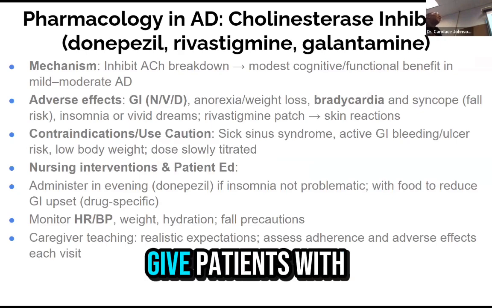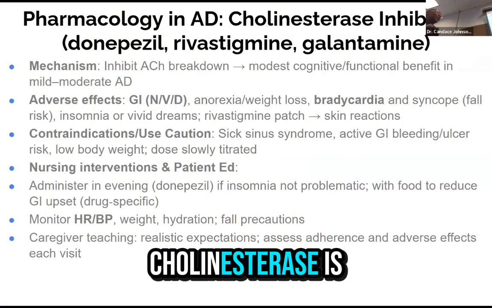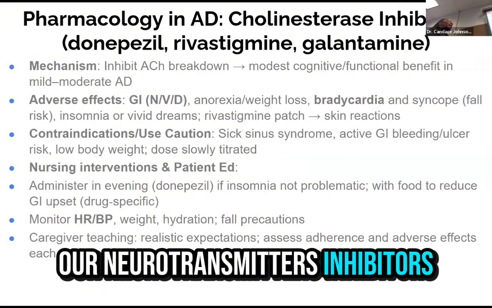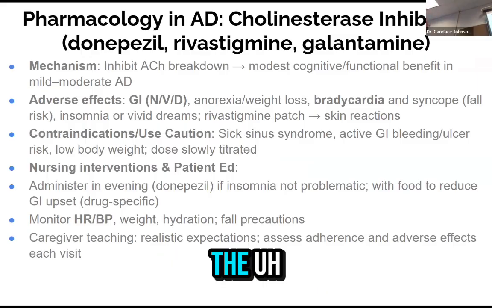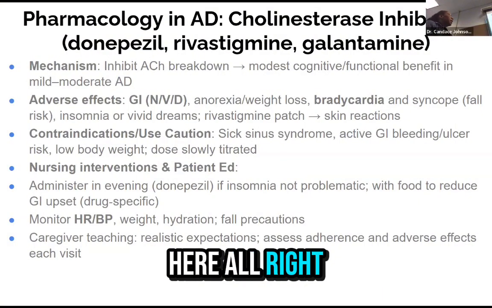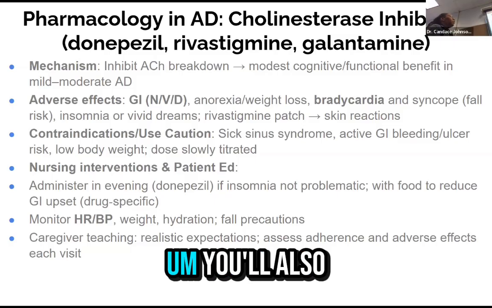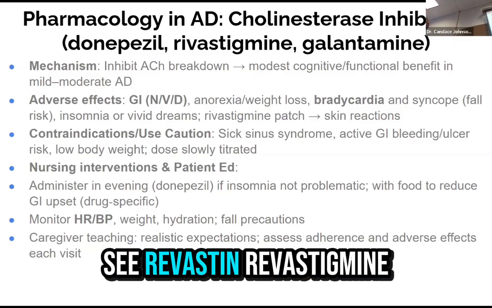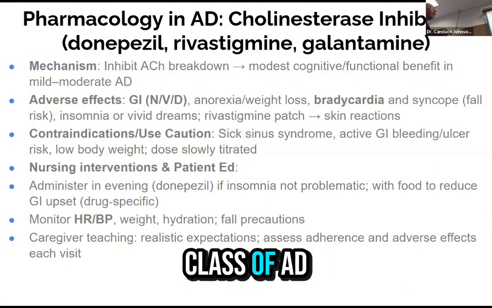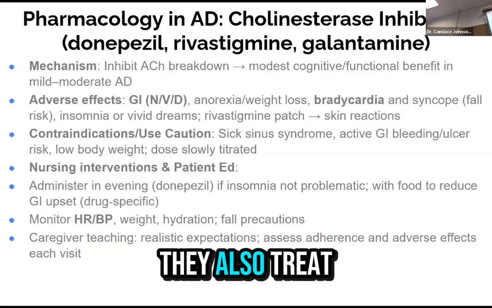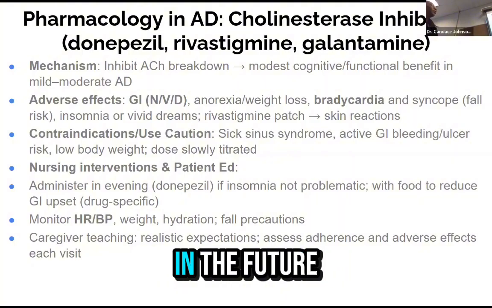All right. So what do we give patients with Alzheimer's disease? Cholinesterase inhibitors, another one of our neurotransmitter drug classes. We want to inhibit the production of cholinesterase. This one's popular here. All right, Donepezil. This one you'll see the most. You'll also see rivastigmine. The ones that end in stigmine are a class of drugs that also treat another situation too. So we'll talk about that a little bit more in future slides.